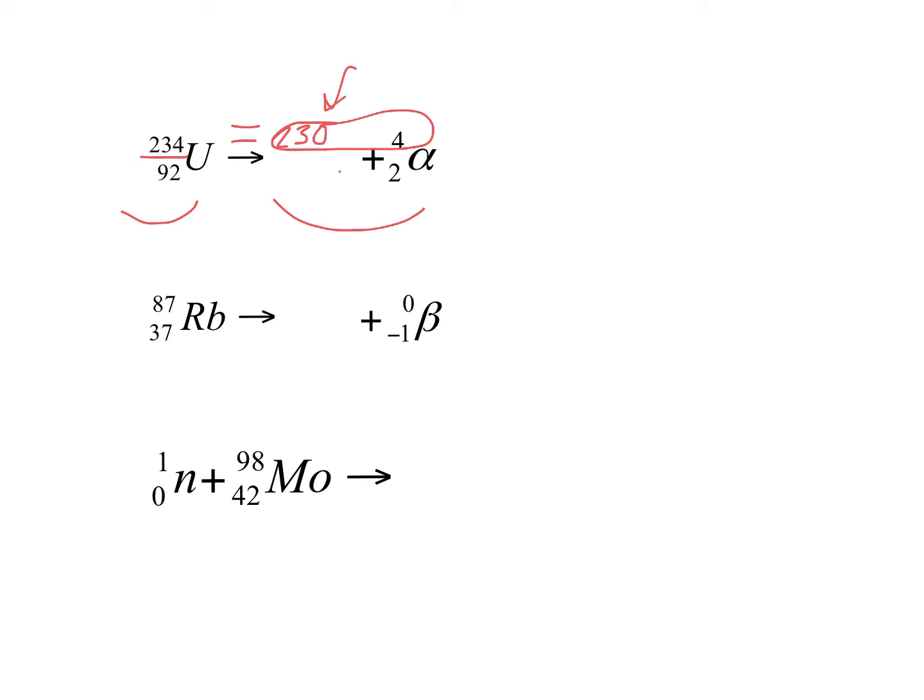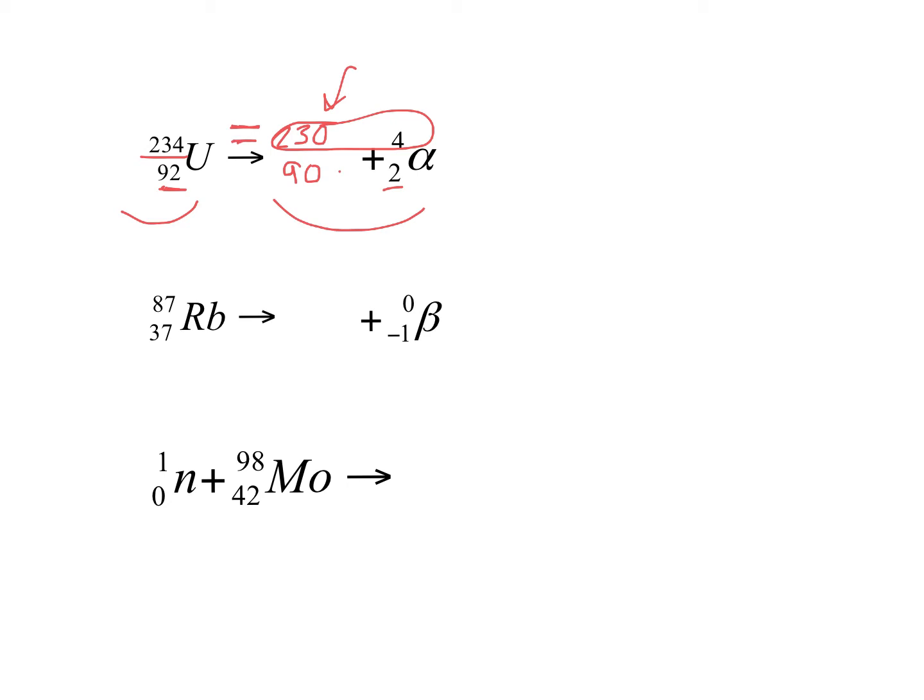And I say, what goes on the bottom? Well, there's a 92 here on the left, on the bottom. There's a 2 here, so 2 plus what is 92? The answer is 90. So bottom line, in a balanced nuclear equation, the top numbers will all add up on each side of the arrow, and the bottom numbers will all add up.